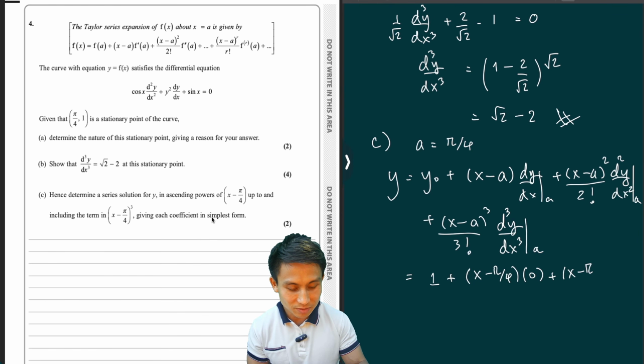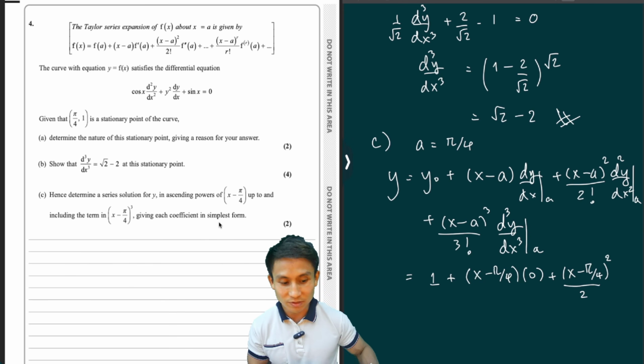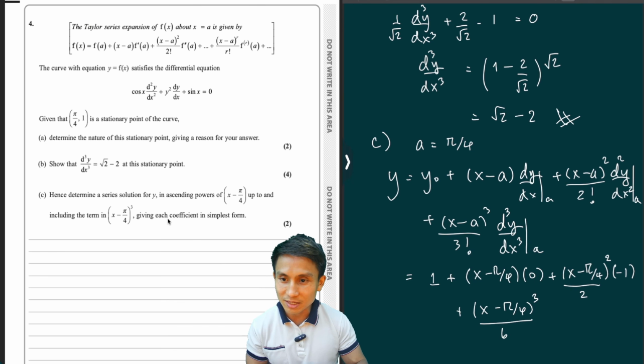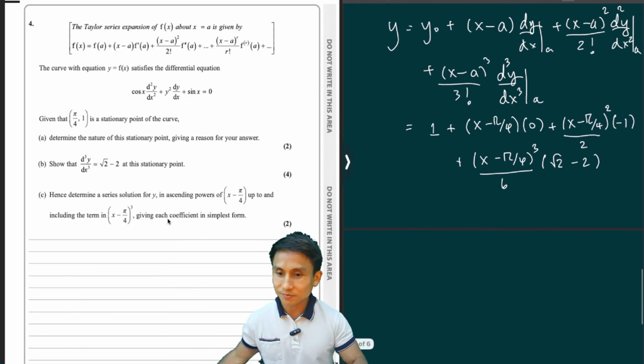And then we have x minus pi over 4 squared over 2 here. This is the second derivative, so it's minus 1. Yeah, it's still the same point here. That's easy. That's why it's 2 marks. And then the last one, x minus pi over 4 cubed divided by 6, because that's 3 factorial. And then the third derivative here would be root 2 minus 2. And then we simplify that.